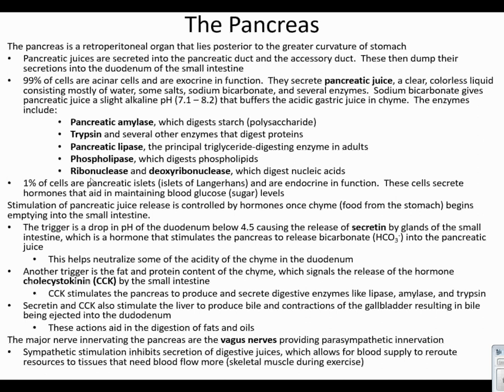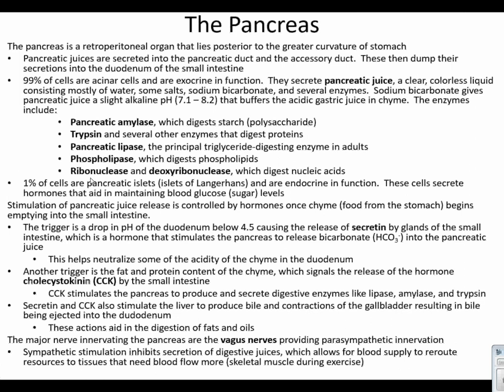Now, stimulation of pancreatic juice release is controlled by hormones once chyme, or food from our stomach, begins emptying into the small intestine. A trigger is a drop of pH of the duodenum below 4.5, which causes the release of secretin by glands of the small intestine. Okay.